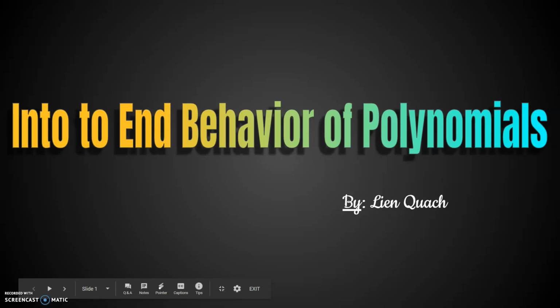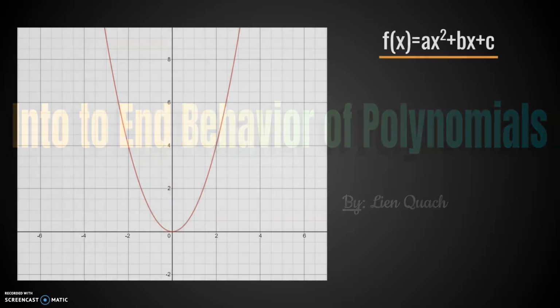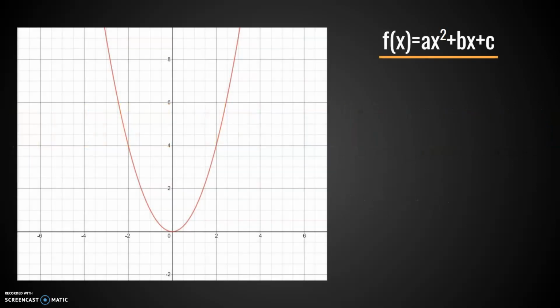Hello everyone! Today we'll be looking into the end behaviors of polynomials. When a problem asks for the end behavior of certain polynomials, it is basically asking for a description of the ends of the graph as the x values approach negative infinity and positive infinity.